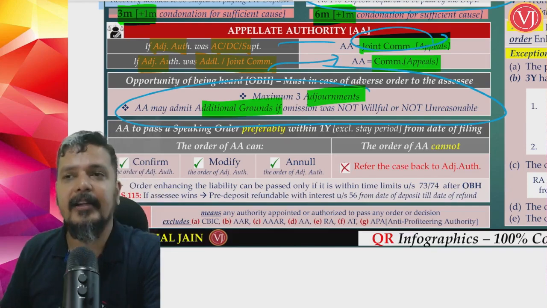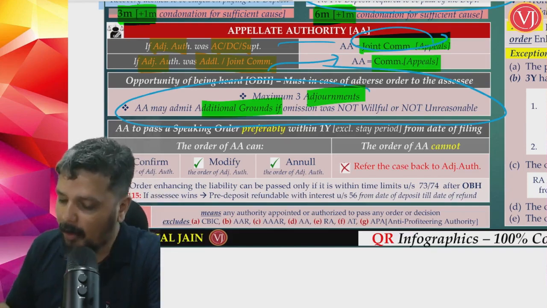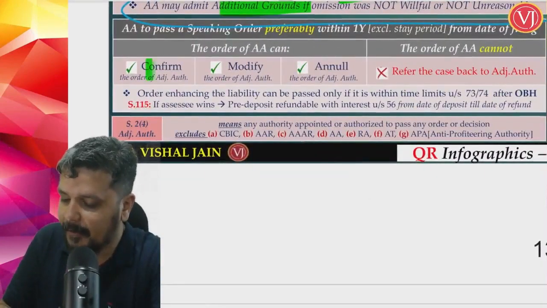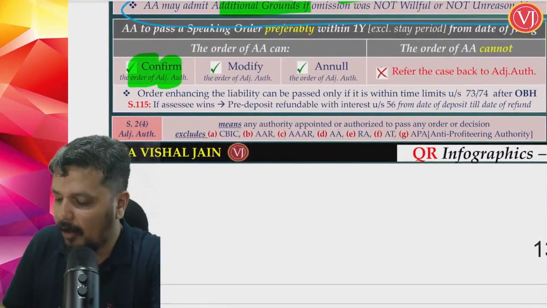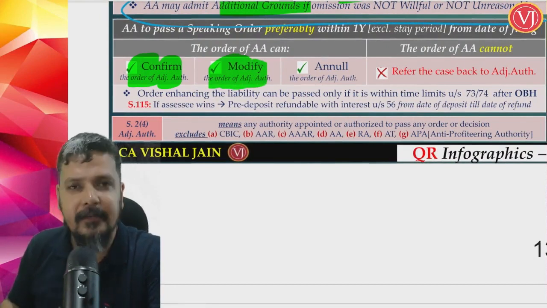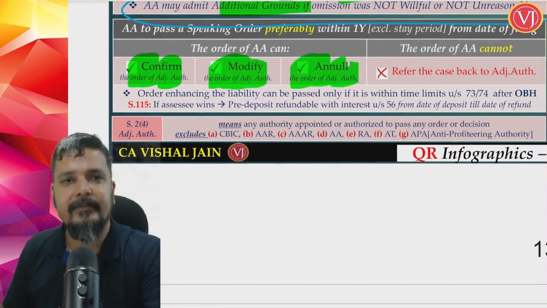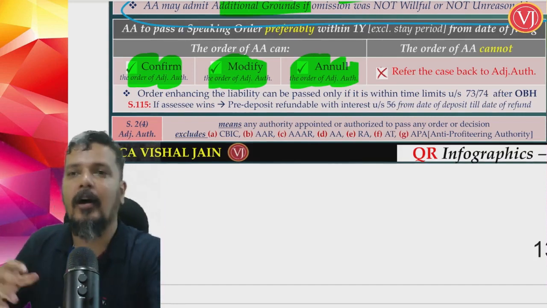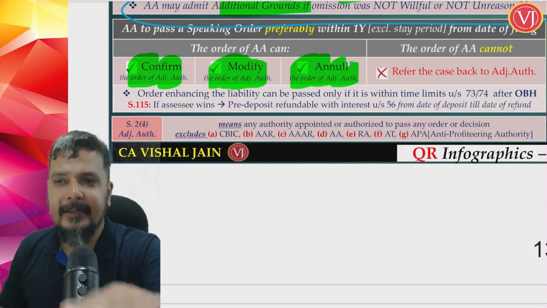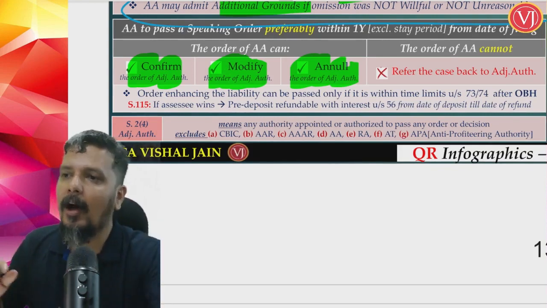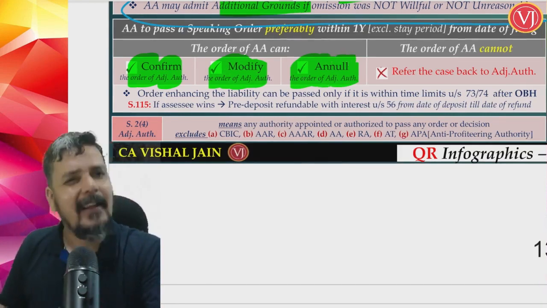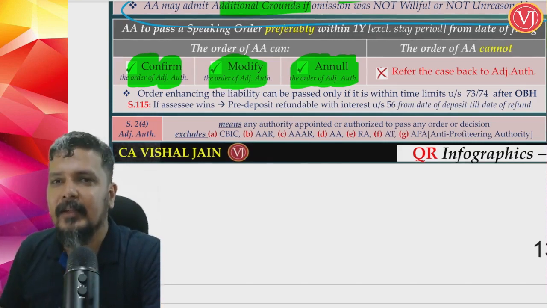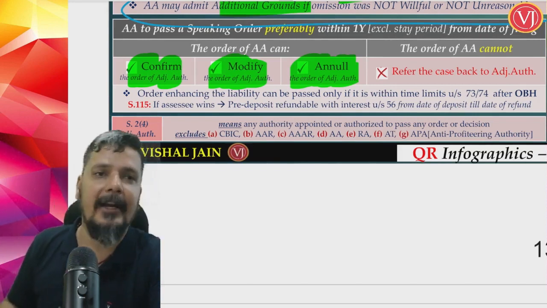Now, another difference that you can clearly find: what will be the order of first appeals? The order of first appeals will either confirm the order of the adjudicating authority, or modify it, or cancel it. Either keep the same amount of 5 crores, or reduce it to 2 crores, or increase it to 7 crores, or even cancel it, telling that the order was totally illegal. This is the same even for appellate tribunal.